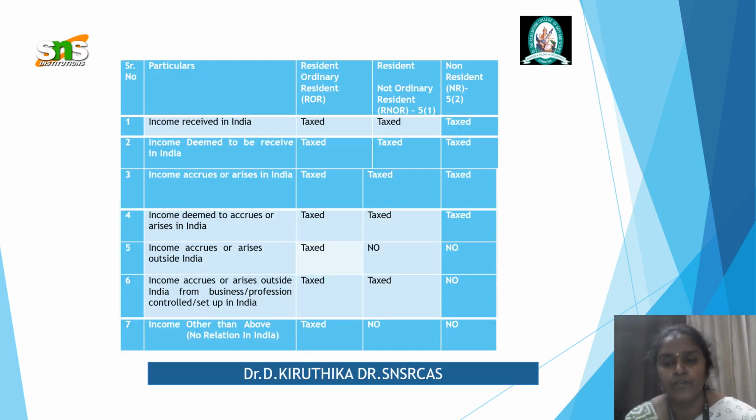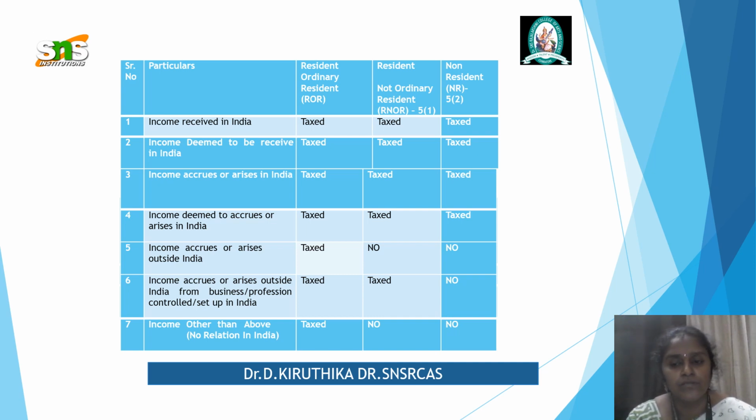Same way, after knowing the calculation of residential status, whether resident, not ordinarily resident or non-resident, we should have knowledge about the scope of total income. That is your basis of charge in which we are going to calculate the incomes. For this purpose we categorize the incomes as: income received in India, income deemed to be received in India, income accruing or arising in India, income deemed to accrue or arise in India, income accruing or arising outside India, then income accruing or arising outside India from a business or profession set up in India, and finally income from other sources.